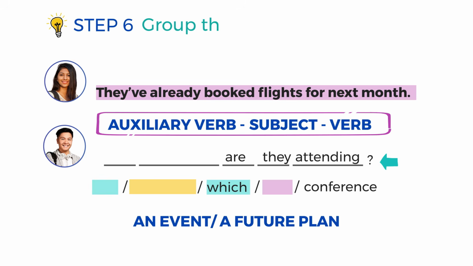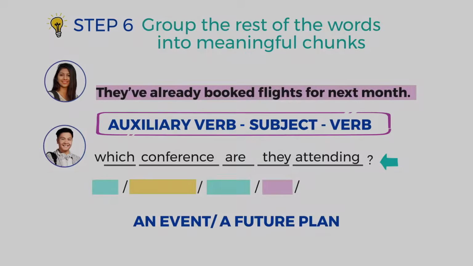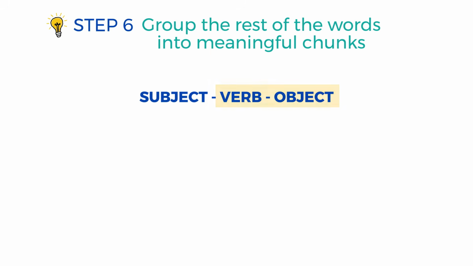Step 6. Group the rest of the words into meaningful chunks. The only meaningful combination is "which conference." It is also the focus of the question and must be placed at the beginning of the sentence. We are asking about the object of the verb, the conference. In a statement, the object follows the verb. They are attending a conference.